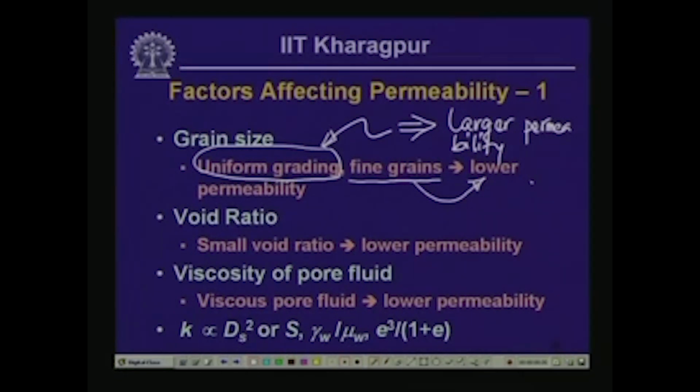It is going to depend on the representative value of the grain size. It is going to depend on the specific surface, or S. It is going to be proportional to the specific surface, in fact, and proportional to the square of the representative value of the grain size. It is going to be proportional to gamma w over mu w, and it is going to be proportional to e cubed over 1 plus e. So, these are all experimentally observed parameters that are known to affect permeability. Okay.